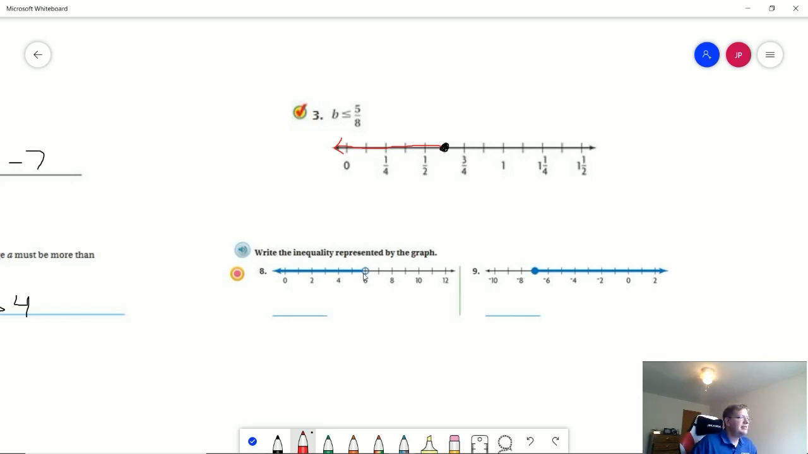And so for number 8, I would say that we are not including this value. I'm just going to pick X for both of these because they don't give a letter. X is going to be less than 6. All of the values that could be represented in between here using fractions or decimals would meet the requirements of being less than 6, so that's why we would fill everything in here. For this one, we are going to include -7, and so we can say X is greater than or equal to -7.